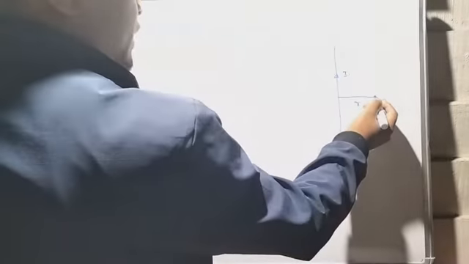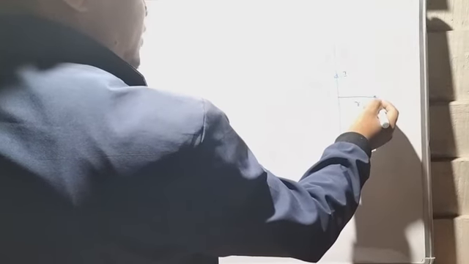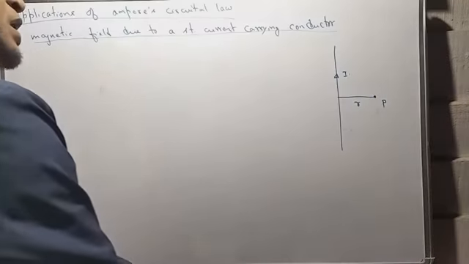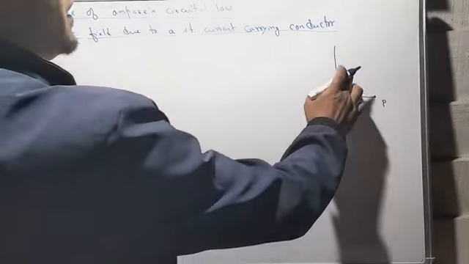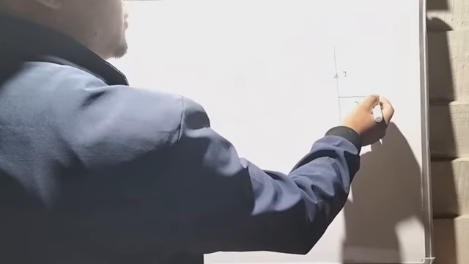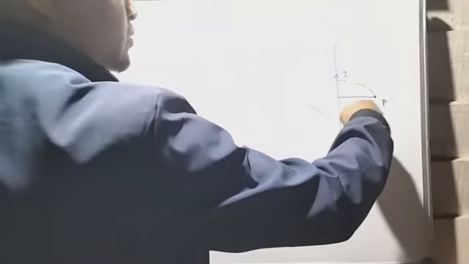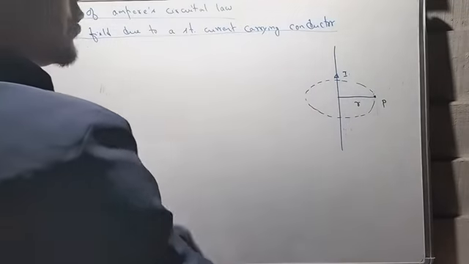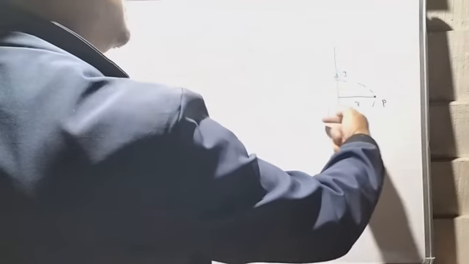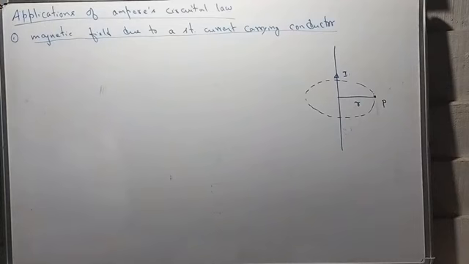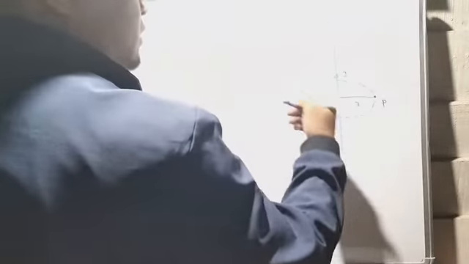Now, to find out how much the magnetic field is at this point due to this conductor carrying current I, I will draw a closed loop which is passing through this point P. My closed loop here is a circular loop that surrounds the current I.